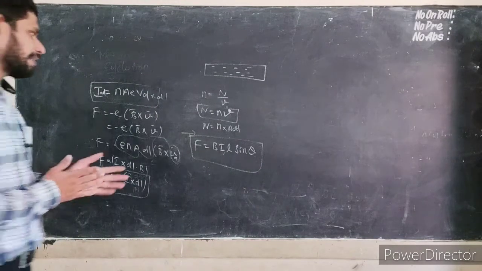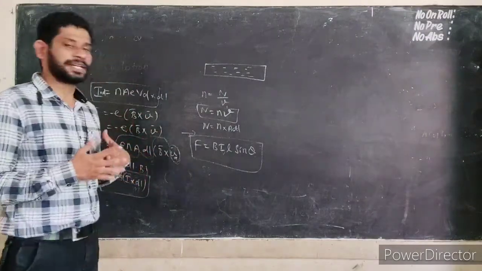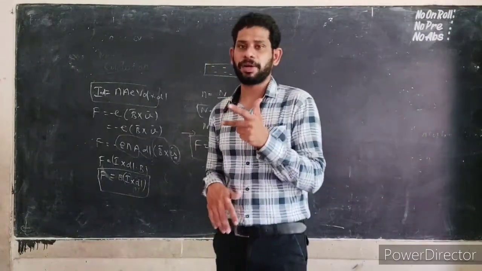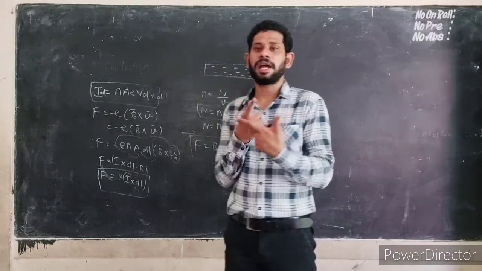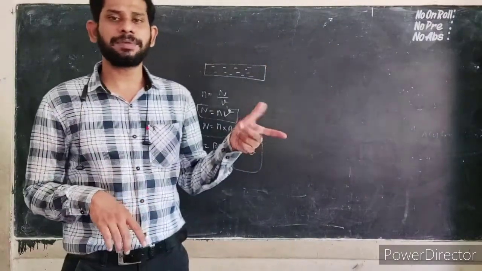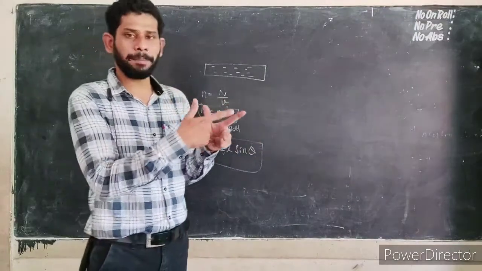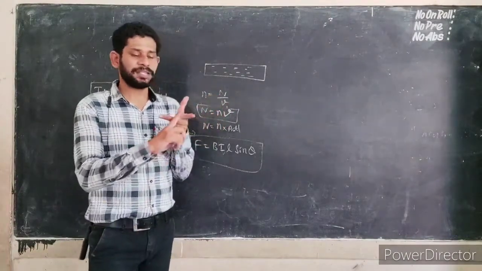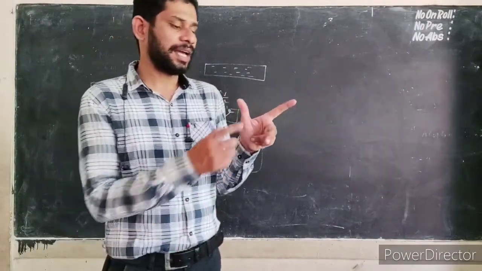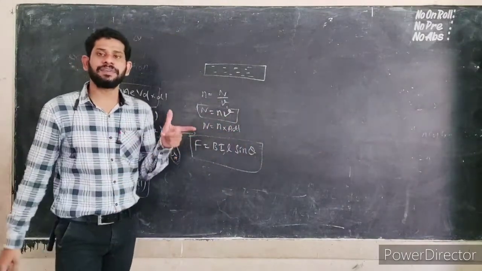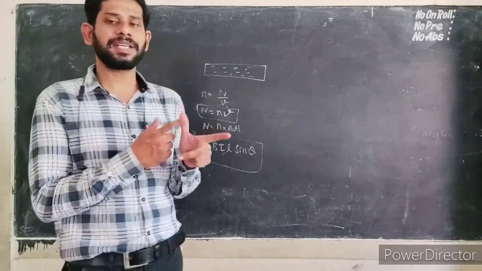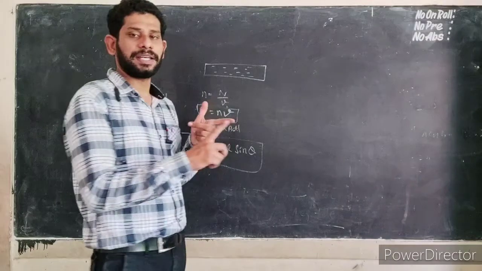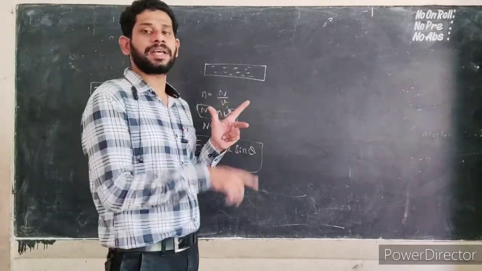Now, the direction of the force was given by Fleming's left hand rule. How do you know the direction of the force on the current carrying conductor? Stretch the thumb, middle finger and forefinger of your left hand so that the three fingers are mutually perpendicular to each other. The middle finger gives the direction of the current and the forefinger gives the direction of the magnetic field. Then the thumb gives the direction of the force on the current carrying conductor.